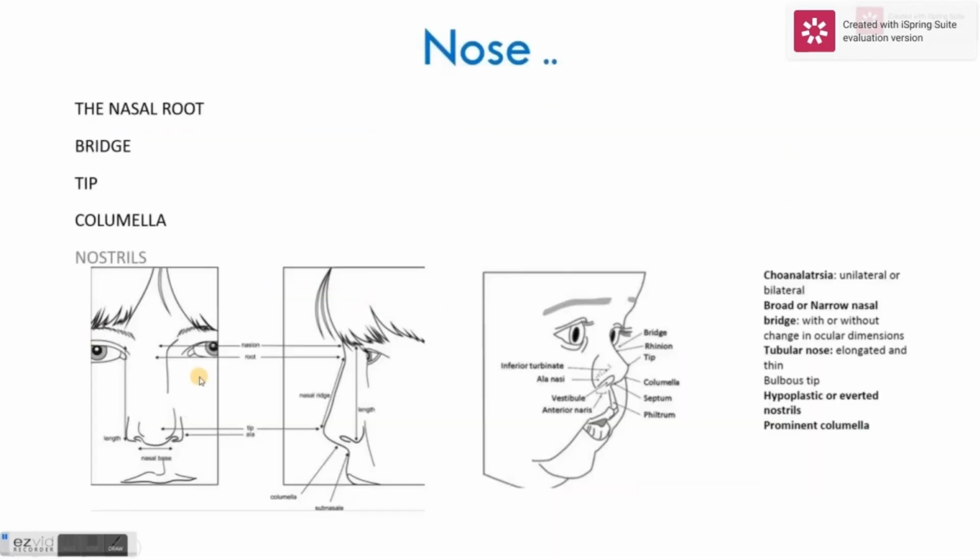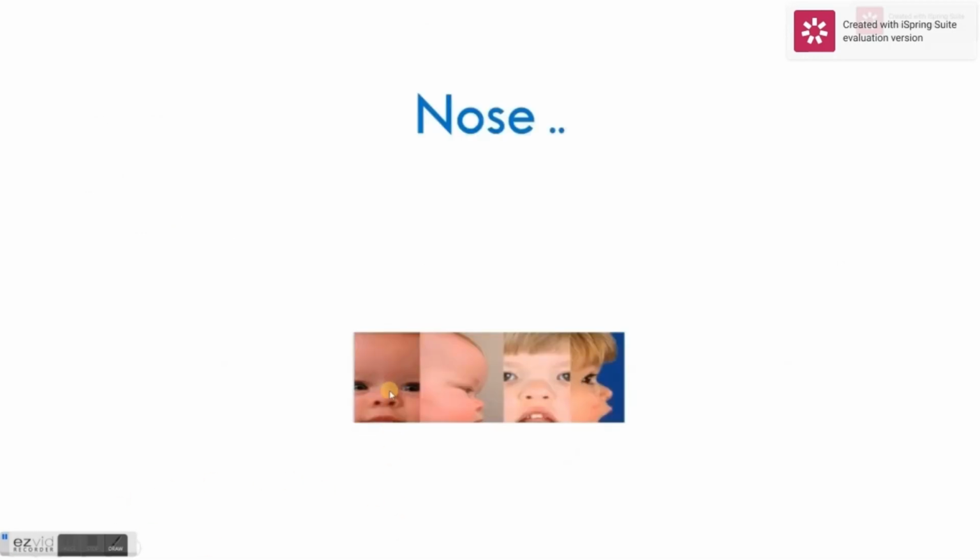For the nose, the nose is divided into three parts: the root, the bridge, the tip. This is the root, this is the bridge, this is the tip. And you have how they are mentioned here. And this is the columella. This tip of the nose is a columella. And this is short nose, low nasal bridge. It's clear here, no nasal bridge.